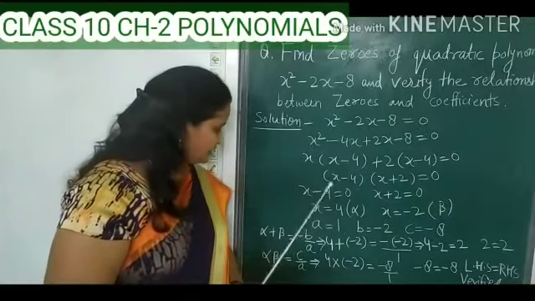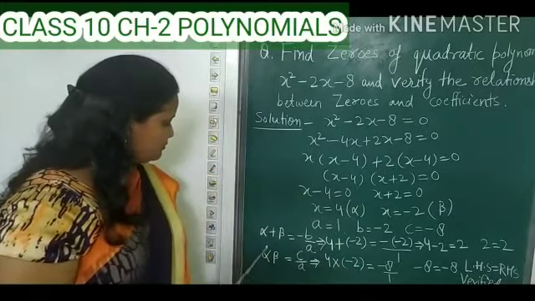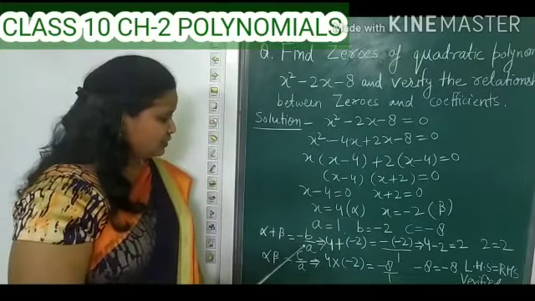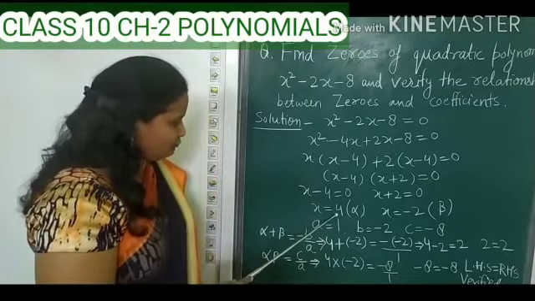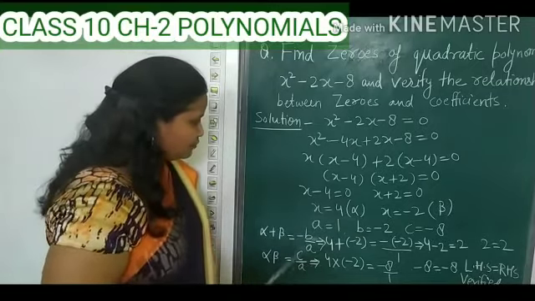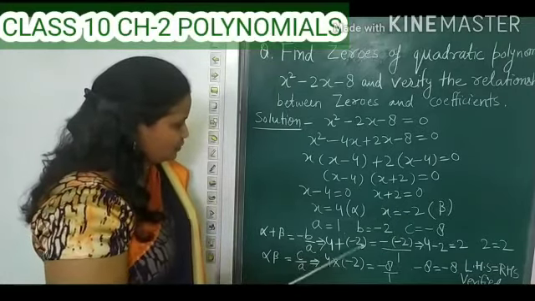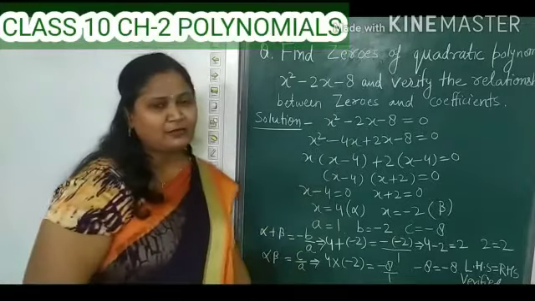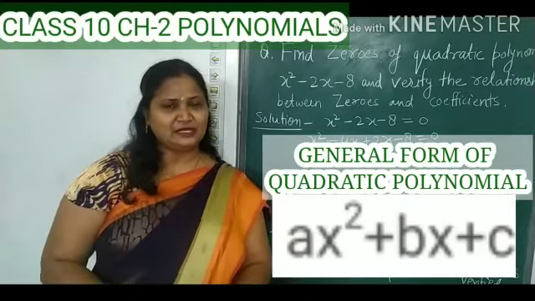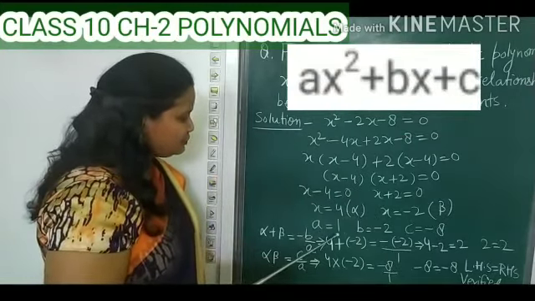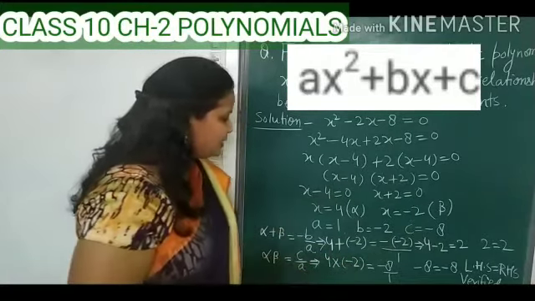So now we can verify the relationship between the zeros and coefficients. We are to verify two relationships. The first is alpha plus beta equals to minus b upon a. Now substitute all the values. Alpha you have taken 4, and beta you have taken minus 2. If I compare the given polynomial with the general form of a quadratic polynomial, that is ax square plus bx plus c, I get the value of a equals to 1, value of b equals to minus 2, and value of c equals to minus 8.